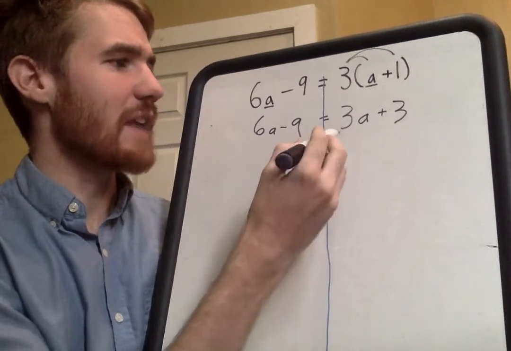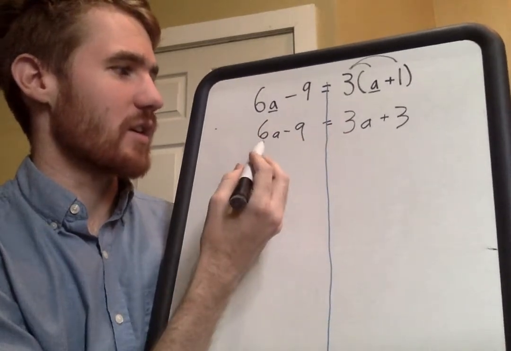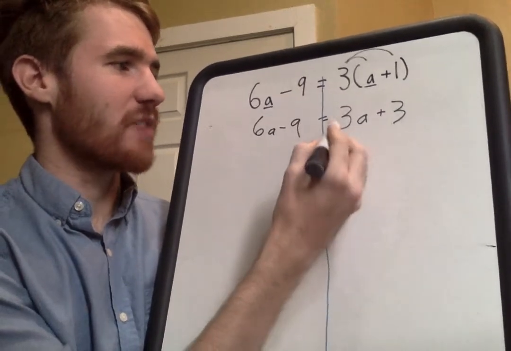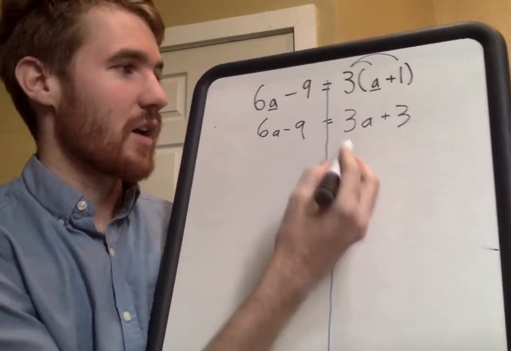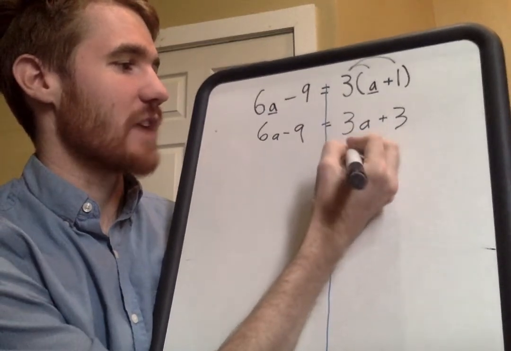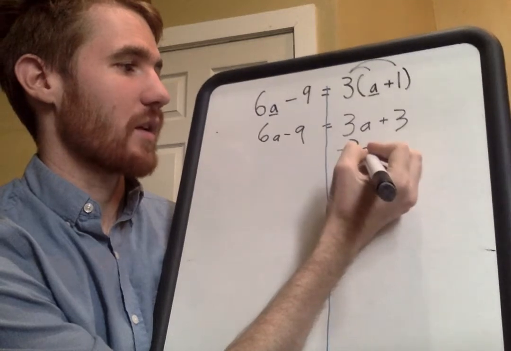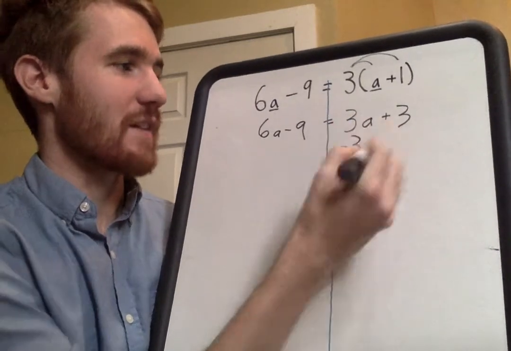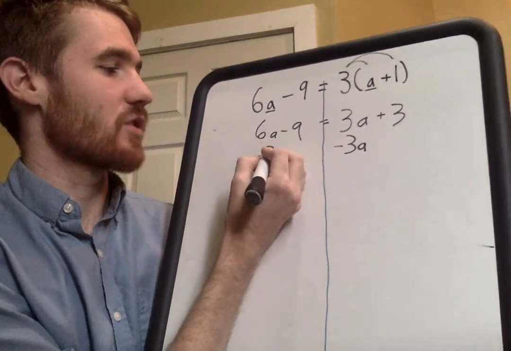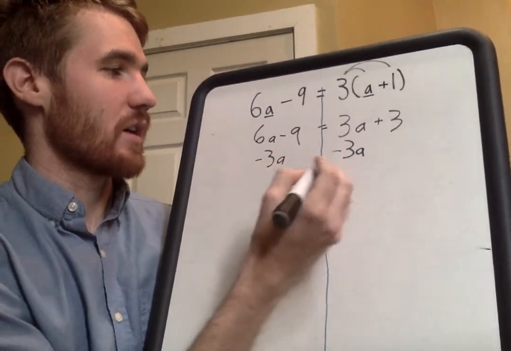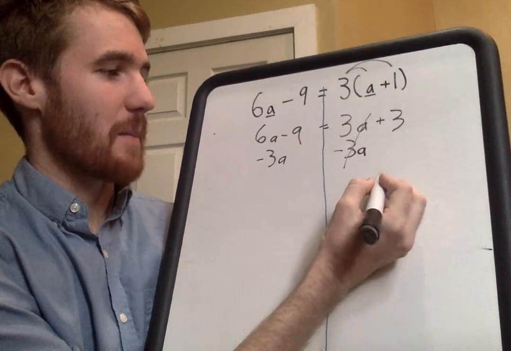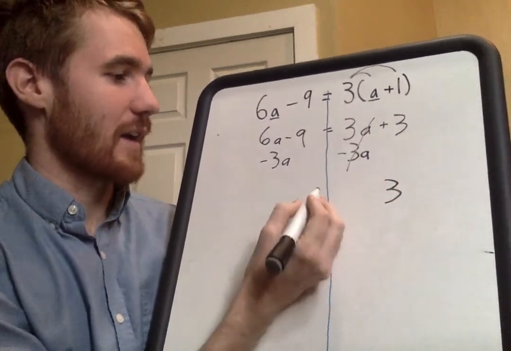We want to get all of the a's on the same side of the equation. So we've got 6a over here, 3a over here. I want to get rid of the 3a over here. This is positive 3a, so I'm going to do minus 3a to cancel it out. And remember, whatever I do on one side of the equation, I always have to do on the other side. So I'm going to do minus 3a over here. So 3a minus 3a, that cancels. We're left with just positive 3 on this side.